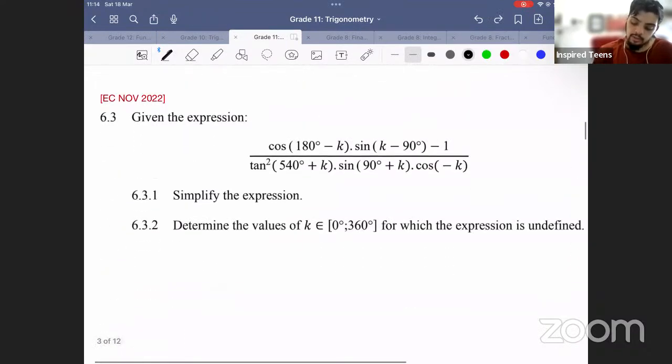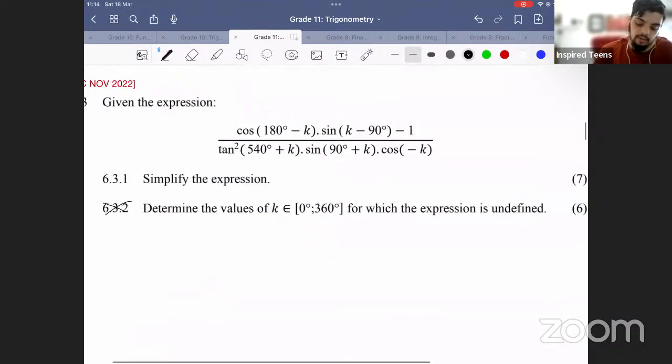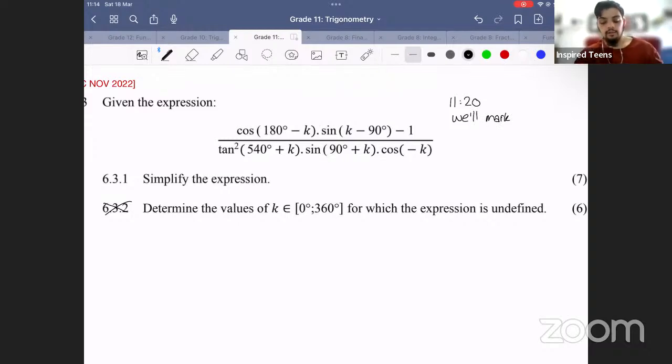Now I want you guys to attempt this one quickly. Don't worry about 6.3.2, just 6.3.1, just simplify the expression. I'll give you a little bit longer for this one. So let's say 6 minutes, and at 11:20 we'll mark. Give this one a go.